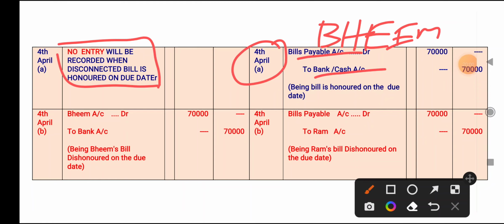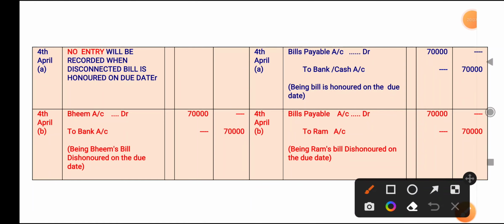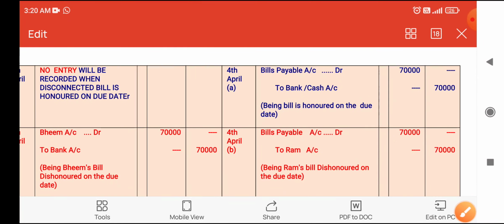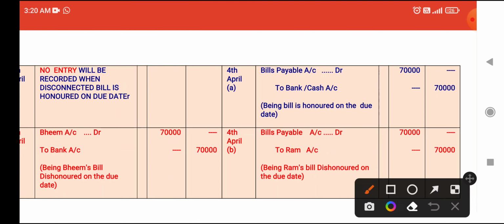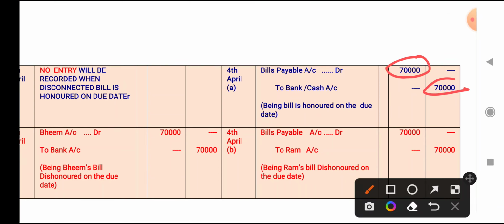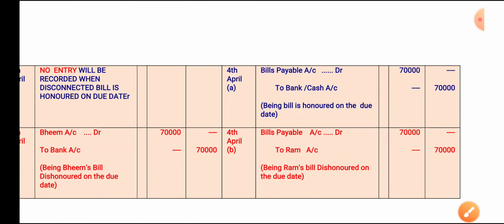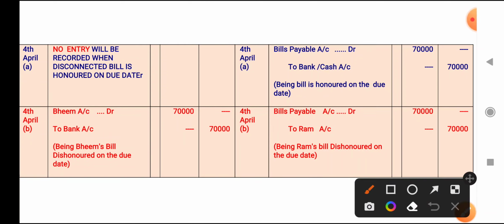Drawee, as he is honoring the bill, there will be a general entry. What will be the general entry? General entry will be bills payable account debit to bank or cash account, because he needs to pay the bill at the bank. He has to pay it at the bank. So to the bank you may pay cash or you may pay through cheque. So being bill is honored on the due date. And this is very important. Please remember this point, one more point.